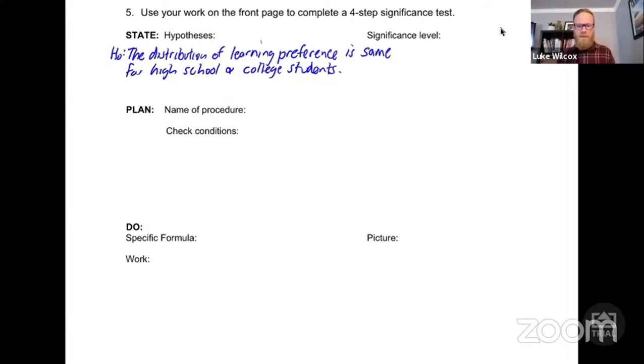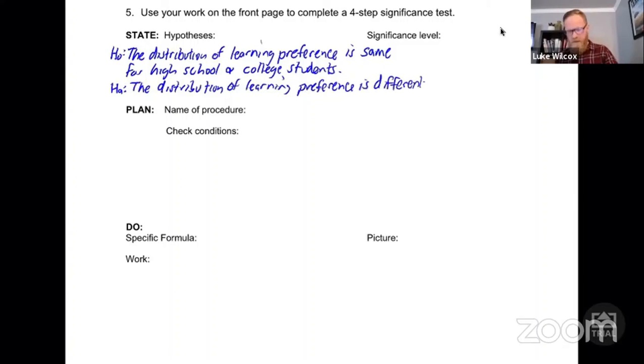That's the statement that we have homogeneous populations. And the alternative is going to say that the distribution of learning preference is somehow different. And we don't know exactly which category it's going to be in, but we think that they're going to be different for high school students than it is for college students.